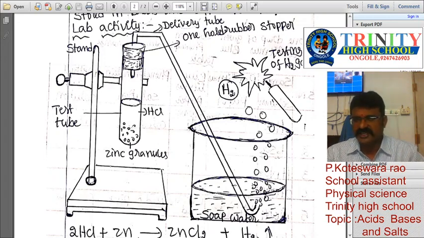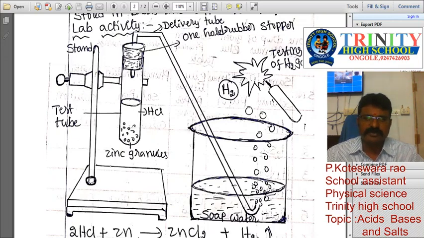I already told you yesterday: take one burning splinter or burning matchstick. It is placed in the path of the gas. Here the gas is coming, so we place it here. Then immediately what happened? It puts off with a pop sound. Yesterday we discussed that if a gas puts off a burning splinter with a pop sound, it is nothing but hydrogen.